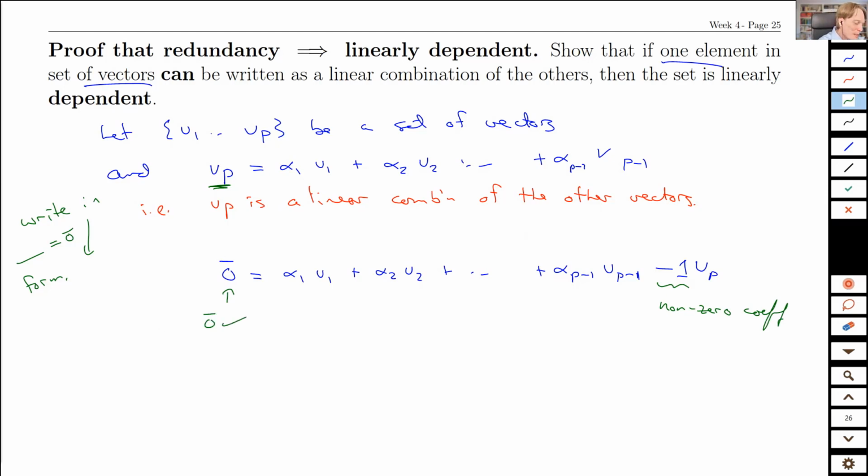So I have a linear combination of all my vectors in the set, which add up to zero, which gets me back to the origin, and at least one of the coefficients is non-zero, and that's all it takes. In fact, all the other ones might have been zero. We don't know, but I know for sure that this one is negative 1, so it's definitely not zero. And non-zero implies that the set V1 to VP is linearly dependent.